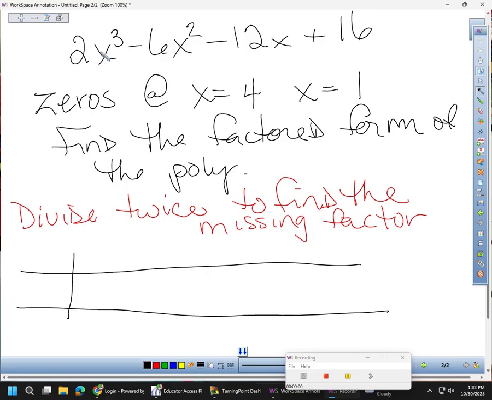So the first thing we're going to do is division. Okay? Now, I know y'all like synthetic division better, so that's what we're going to use. We're going to do a long one-sided tic-tac-toe. And my coefficients go across the top. I have 2, -6, -12, and 16. The first 0 I have is 4, so I'm going to start there.